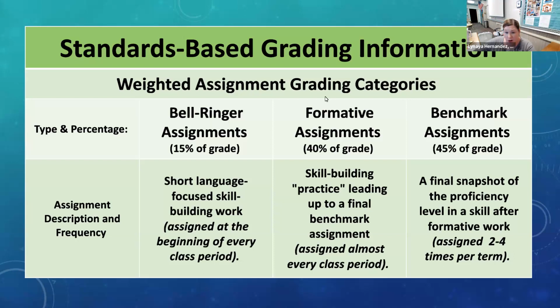The grading weights in this class are meant to make it so that you can do poorly on a few of the formative assignments, because nobody expects you to be perfect on the first try, second try, third try. You can do poorly on a formative assignment and still get an A because your benchmarks are weighted almost half of your grade. So think about it that way.